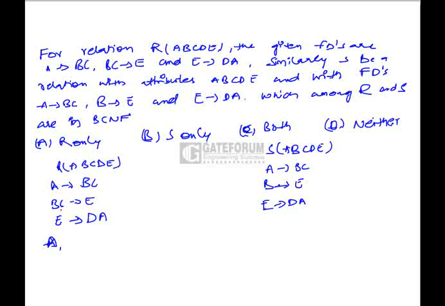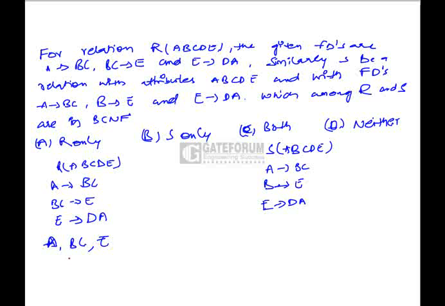Let us derive BC plus. BC plus gives BCE. From E we can get DA. That means from BC we can derive all the attributes, so we can take BC as a candidate key. Let us find closure of E plus. From E we can get DA, from A we can get BC, from BC we can get E. So from E we can derive all the attributes. So E is also one of the keys.